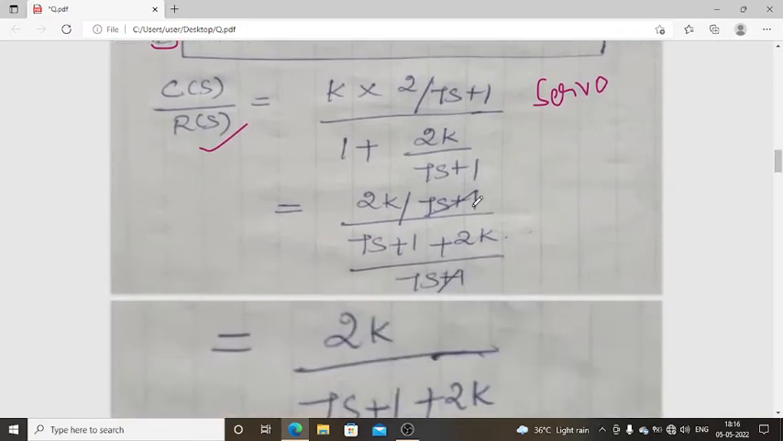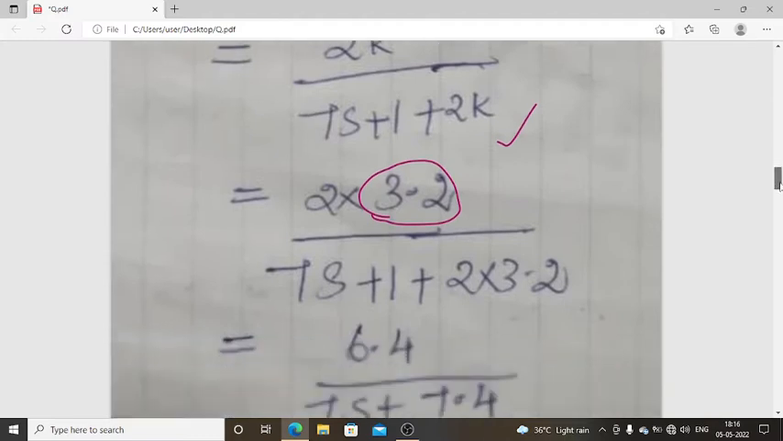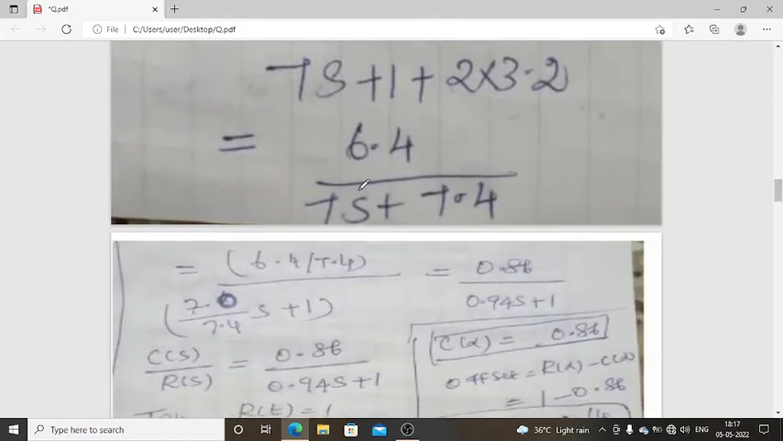Rearranging this expression, finally we get 2k divided by 7s plus 1 plus 2k. This is C of S by R of S. For the P controller, the Kc value given is 3.2. Substitute here to find C of S by R of S. After substituting the Kc value, C of S by R of S is equal to 6.4 divided by 7s plus 7.4. You see in the denominator, 7s is plus 7.4.